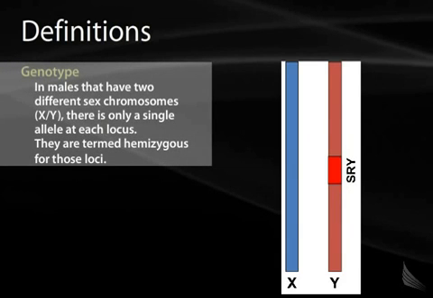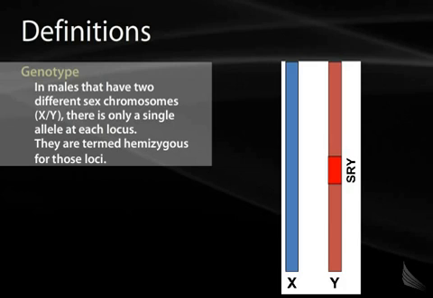Now there's another definition that you need to know, and that's hemizygous. We most typically talk about this when we talk about males. And remember, males have two different sex chromosomes, one X and one Y. There's only a single allele at each locus, right? Because X and Y are different chromosomes, they'll have different genes on them. And so at each locus they will only have one gene. They won't have a companion gene on a different chromosome. So they're considered to be hemizygous for each of those genes.